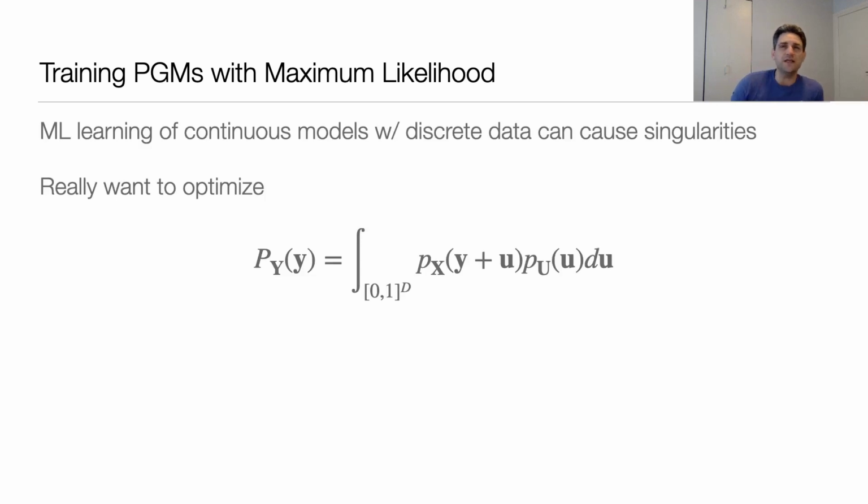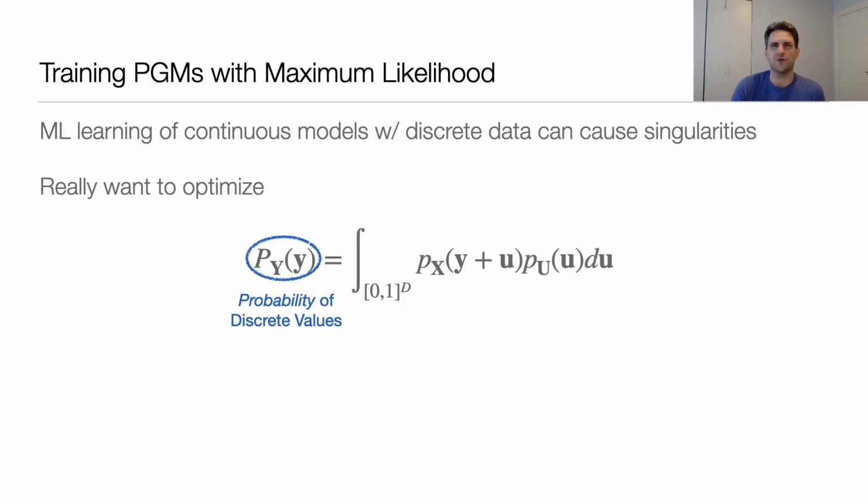So what we actually technically want to optimize is this thing here. This capital P is going to be the actual probability mass of a discrete set of values, which are the pixel intensities y.